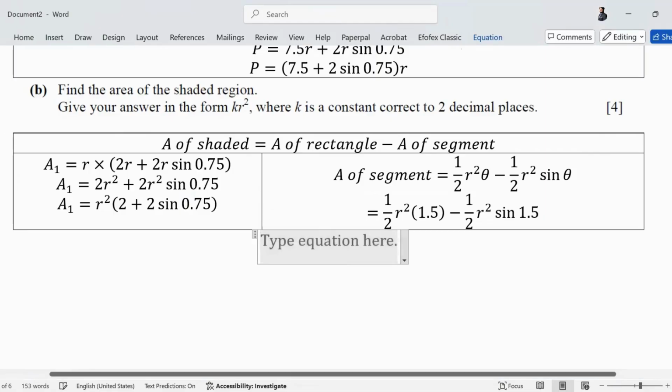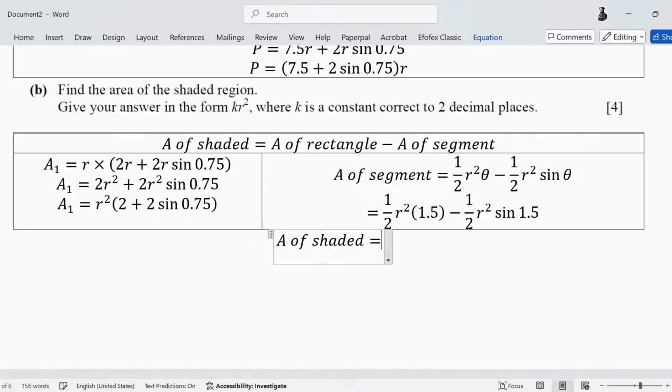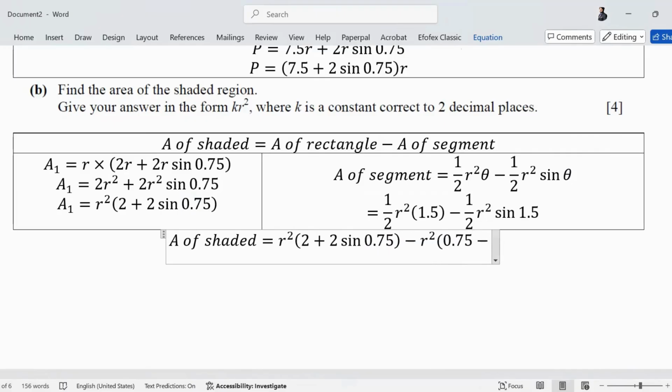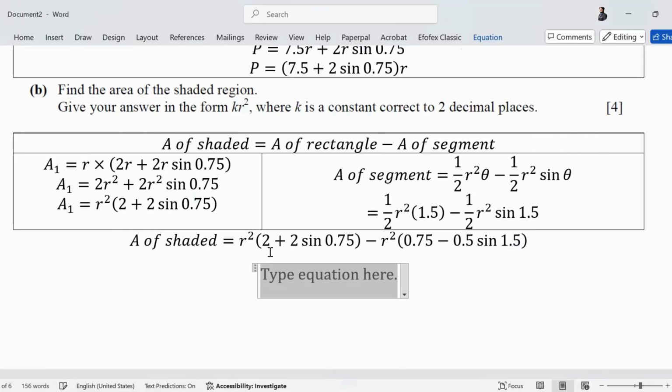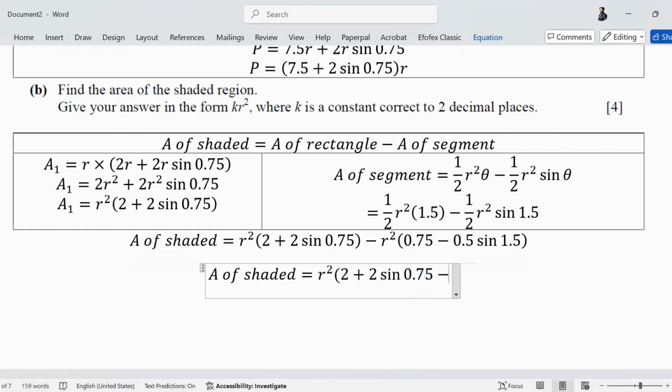So the area of the shaded region is R squared times (2 plus 2 sine 0.75) minus, taking R squared common from this, (0.75 minus 0.5 sine 1.5). So the area of the shaded region is R squared times (2 plus 2 sine 0.75 minus 0.75 plus 0.5 sine 1.5).